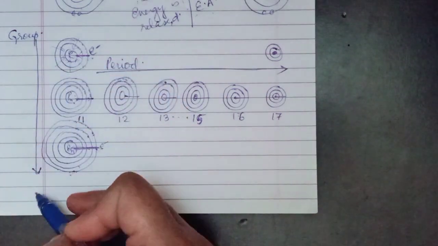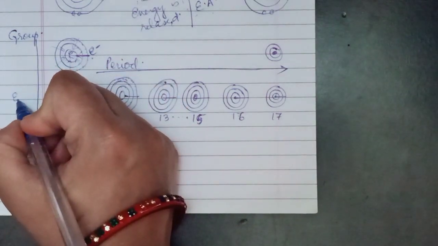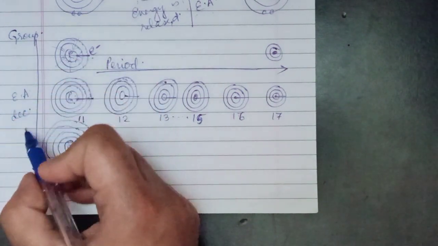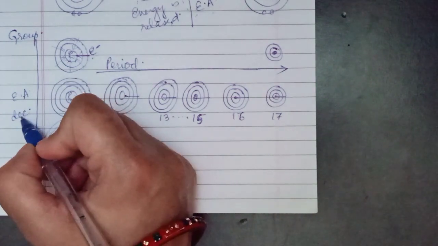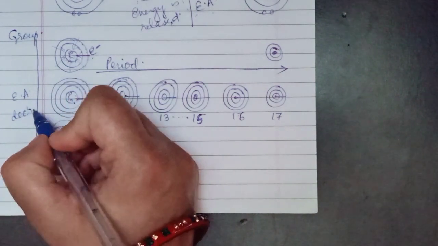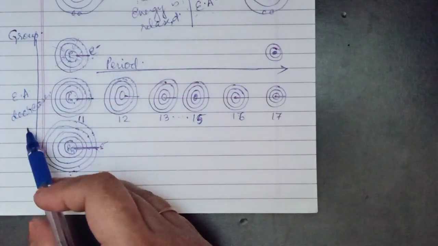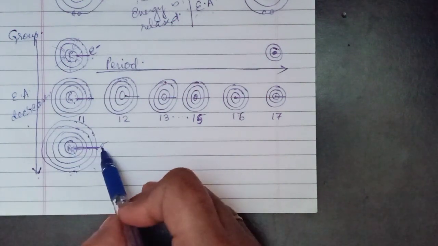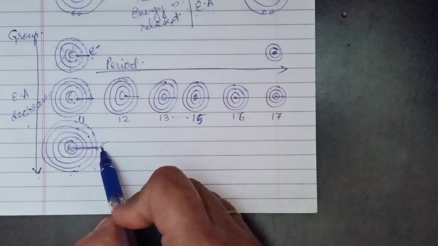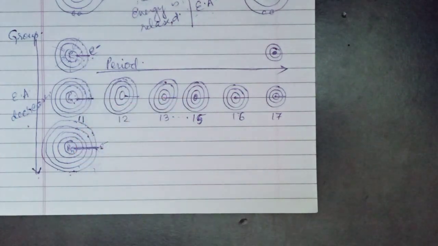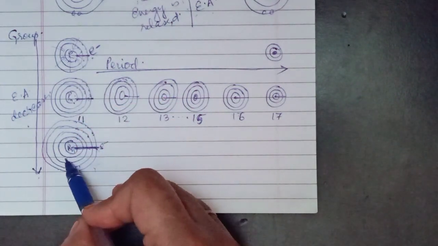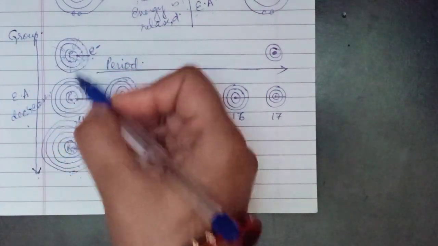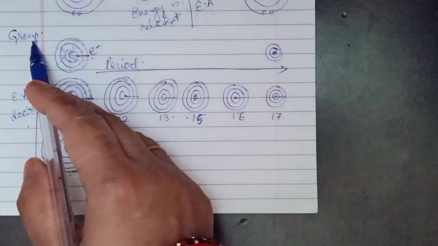So as we move down the group, electron affinity decreases. Why is it decreasing? Because the size of the atom is increasing, the distance between nucleus and valence shell is increasing, and the nuclear pull will not be able to attract the electron toward itself. That's why it is decreasing. So electron affinity is most at the top and least at the bottom of a group.